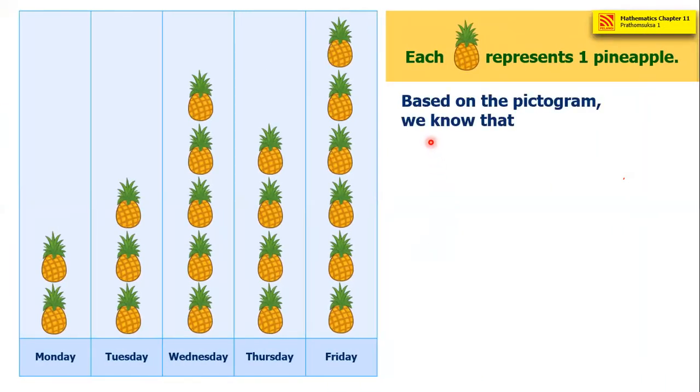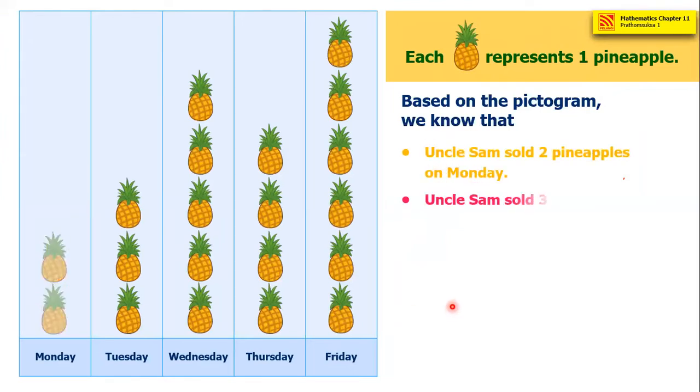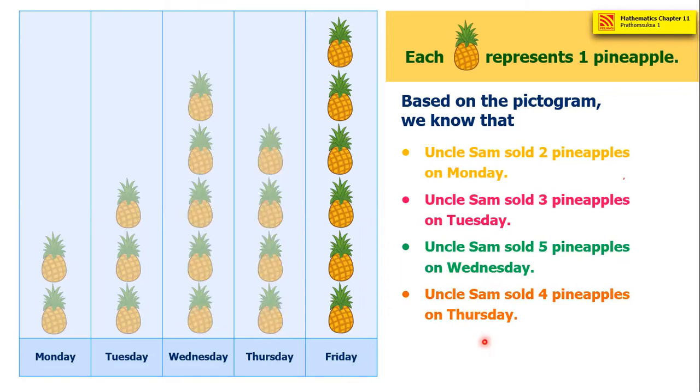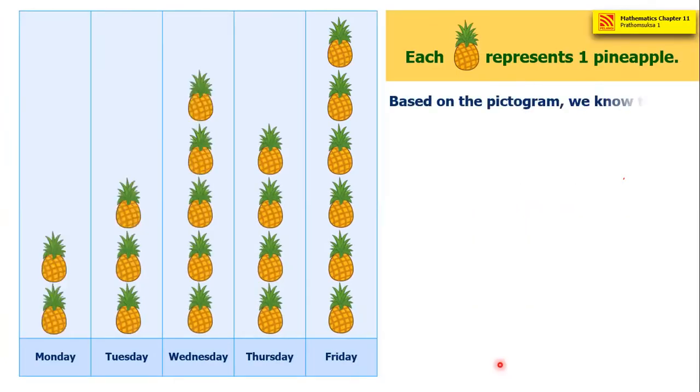Let's have a look. What can we tell? Sold 2 on Monday, 3 on Tuesday, 5 on Wednesday, 4 on Thursday, and 6 on Friday. What else can we tell? If we add all the pineapples up, we know that he sold 20 for the whole week. And we can also work out which is the best day and which is the worst day, the most and the least.